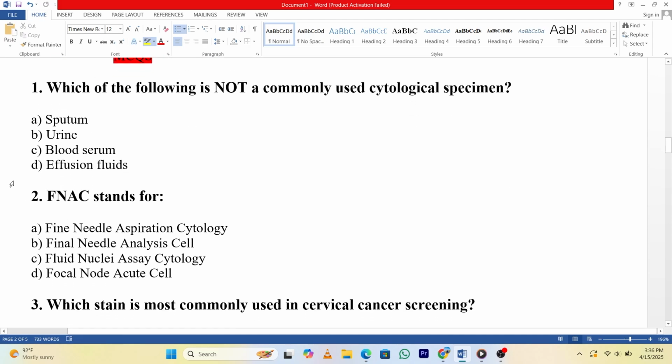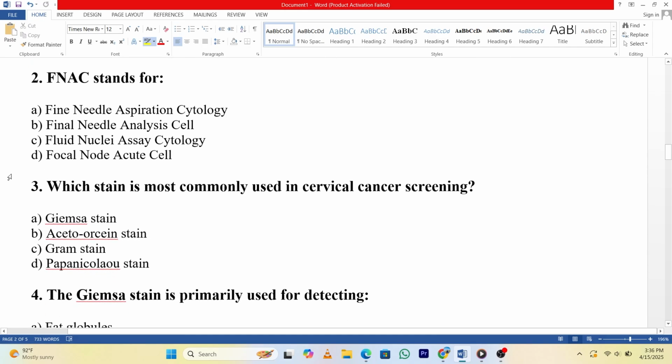MCQs. 1. Which of the following is not a commonly used cytological specimen? A. Sputum. B. Urine. C. Blood serum. D. Effusion fluids. Answer: C. 2. FNAC stands for A.